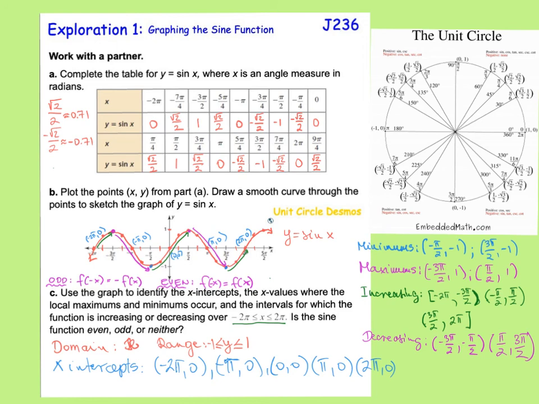Let us look at a couple of function values here. If I substitute in π/2, I get a function value of 1. But if I substitute in -π/2, I get -1. That means if I substitute in negative x, I get the opposite function value. So this function is going to be an odd function. So the sine function, y = sin(x), is odd.